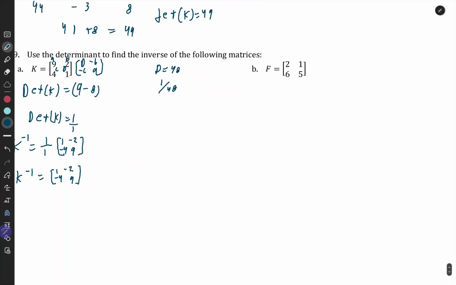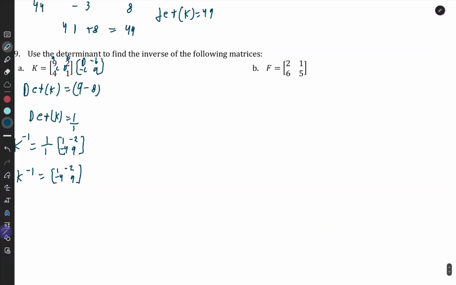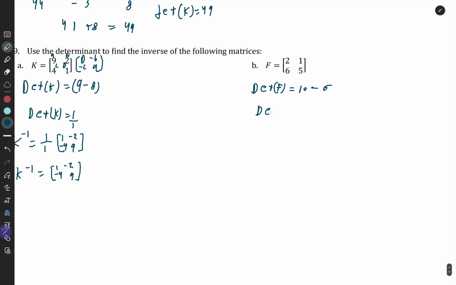I'm so glad you guys are learning this, and pause anytime in the middle of the video to practice these. So here, this one is going to be solved like this. You're going to find the determinant first, so determinant of F, which is going to be 2 times 5, which is 10. 10 minus what? 6. And what does that give us? That gives us 4.